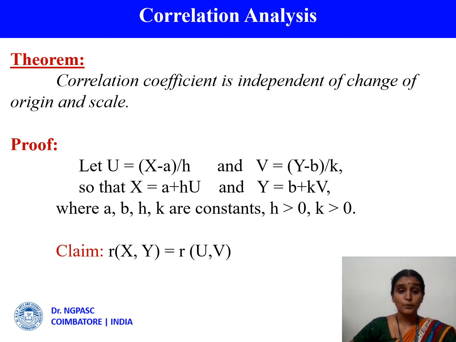Our aim is to prove that this change of origin and scale will not affect the coefficient of correlation. That means the correlation coefficient between x and y is equal to the correlation coefficient between u and v. So we are claiming that r of x comma y is equal to r of u comma v.